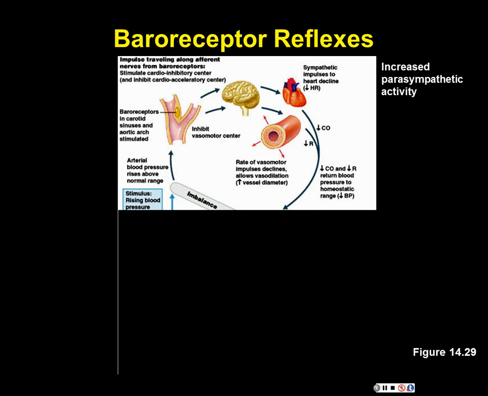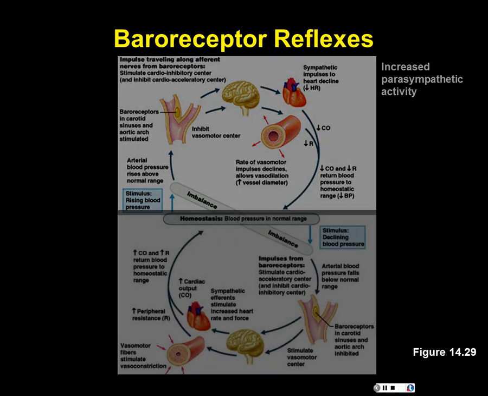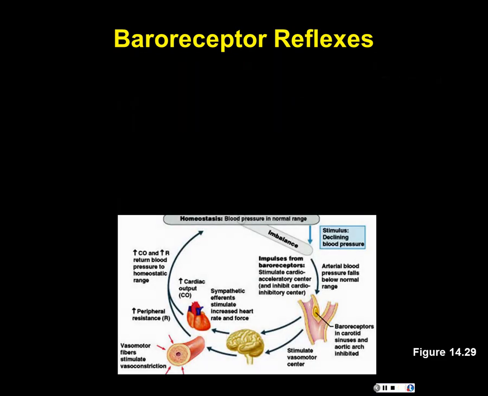Our resistance actually also goes up. When our blood vessels constrict, we have more resistance. Our resistance goes up and our blood pressure should go up. Did I confuse you too much? This is summarized in the bottom half of that image. Pretty similar one, figure 14.29 in your textbook.